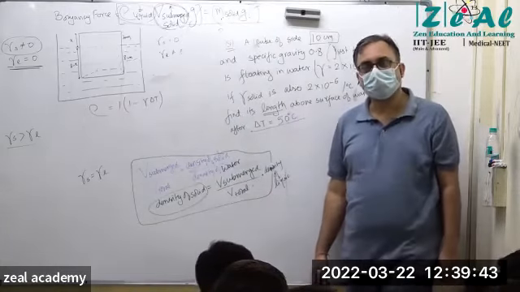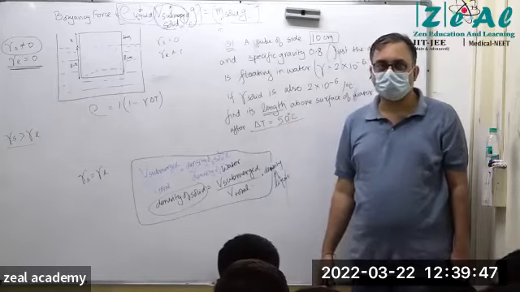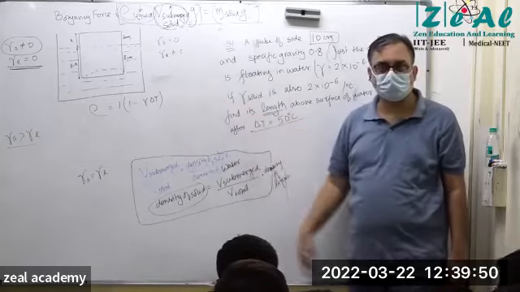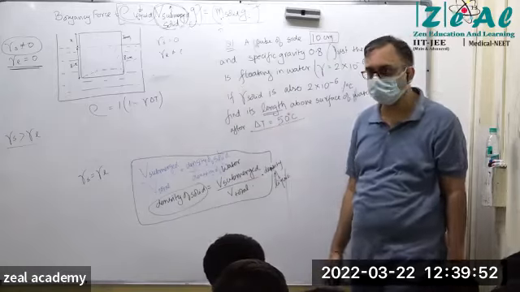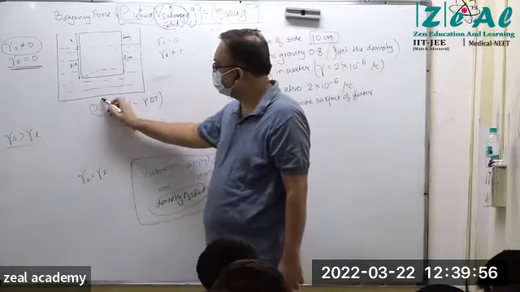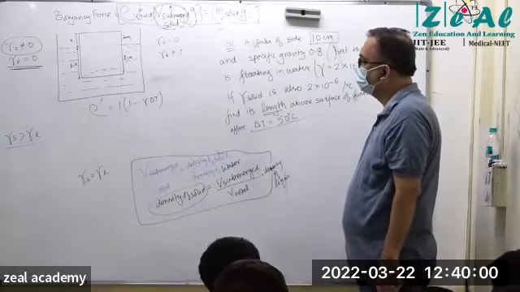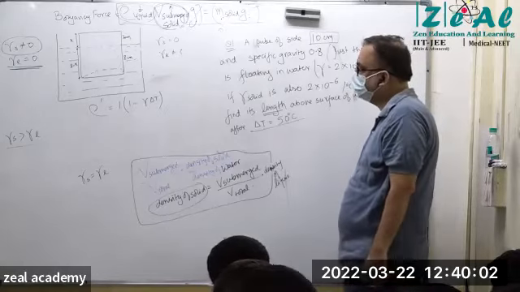This is going to be a very incredibly small change. So I'm going to keep it in terms of gamma and substitute. So this is density of water after increase of temperature, right?